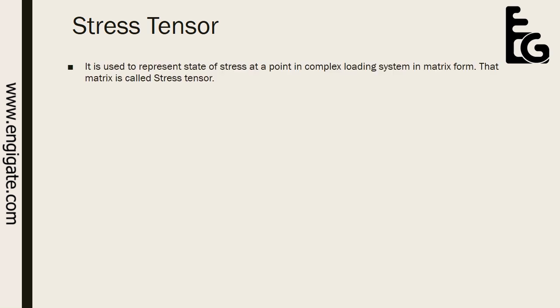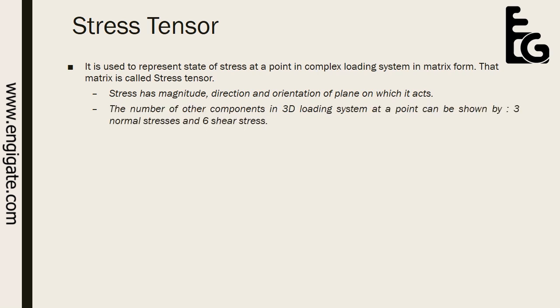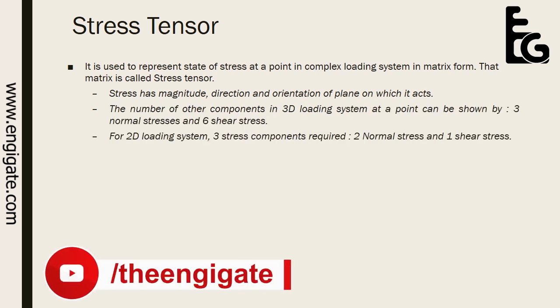So today's topic is stress tensor from the strength of materials. So first of all, what is stress tensor? It is basically a matrix that is used to represent stresses at a point in a complex loading system. As we know, stress has magnitude, direction and orientation of the plane on which it acts. Stresses shown for 3D loading systems are 3 normal stresses and 6 shear stresses. Similarly for 2D, 2 normal stresses and 1 shear stress component are noted.